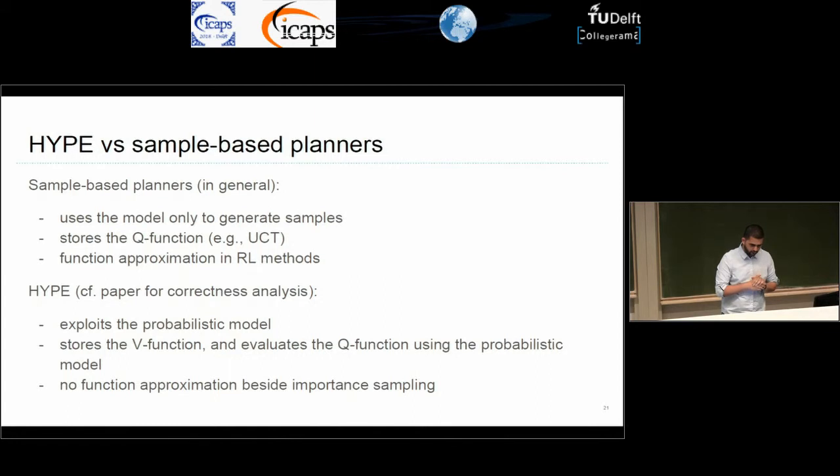From a high-level point of view, one of the key differences between the planner we propose, called HYPE, and normal sample-based planners is that, as I mentioned, usual sample-based planners only use a model to generate samples without actually exploiting the probabilities. They store the Q function, which is fine, and they do function approximation because the space is so dense. We don't do any function approximation. You could think of importance sampling as a kind of approximation, because there is a proposal distribution guiding your samples, but there is no real function approximation. And what we also do is store the V function and evaluate the Q function based on the probabilistic model.